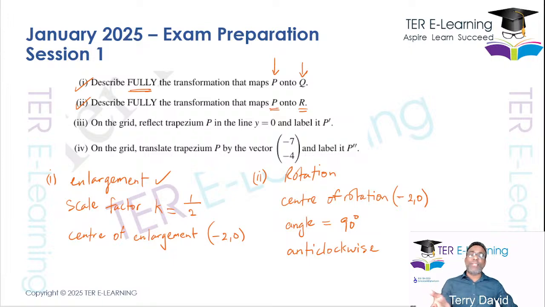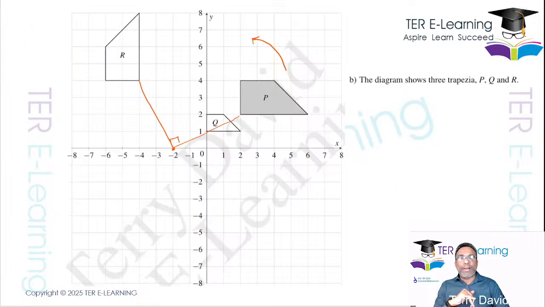To describe the rotation, you need to say what the center of rotation is. It's -2, 0, it's a 90-degree angle, and it's anti-clockwise. All of these things are required in order for us to answer that question. So whenever you see this word here, fully, there's a lot of information required for you to get the full marks. Let's go back here now.